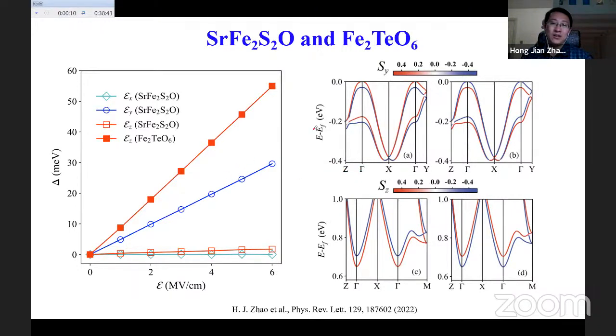And we extract the Zeeman spin splitting around the gamma point, and we plot it as a function of electric field. We found that the spin splitting magnitude shows a perfect linear relationship with the electric field. For the FTO case, an electric field of 6 megavolt per centimeter can create a Zeeman spin splitting of 55 milli electron volt.